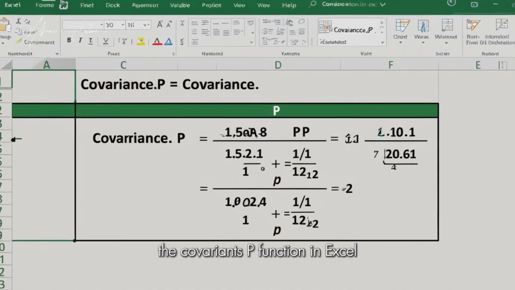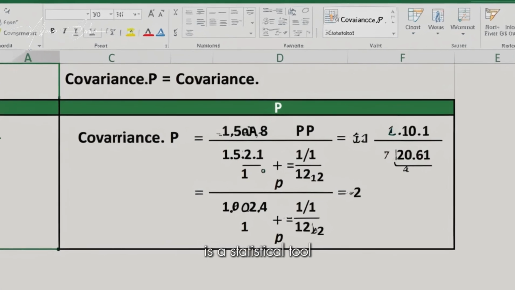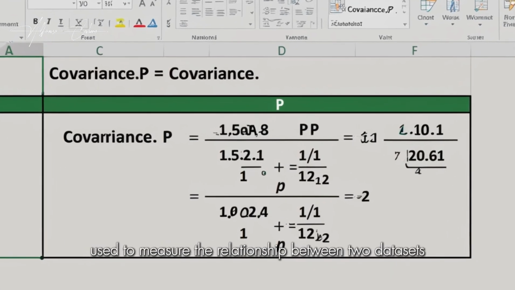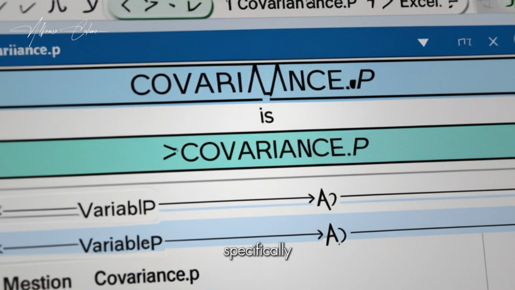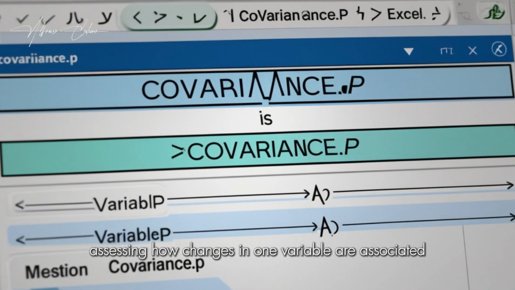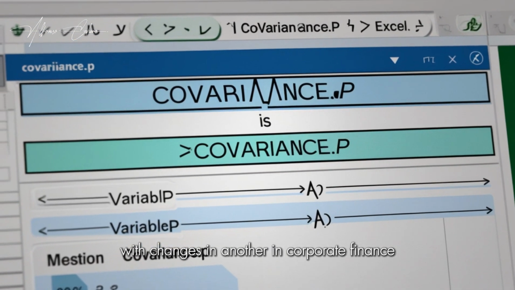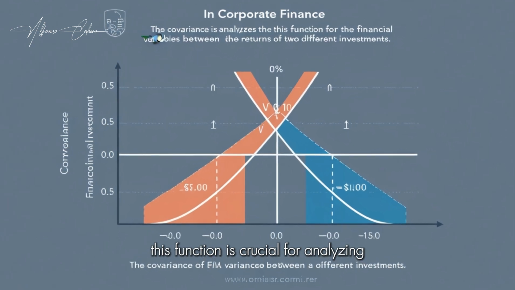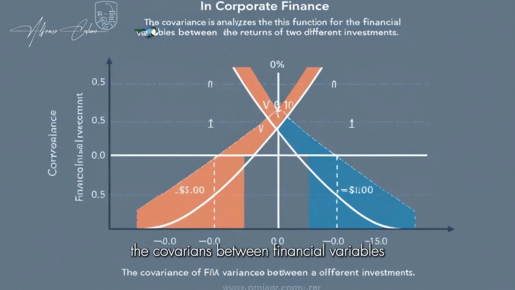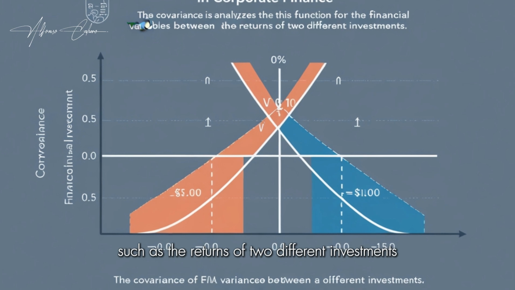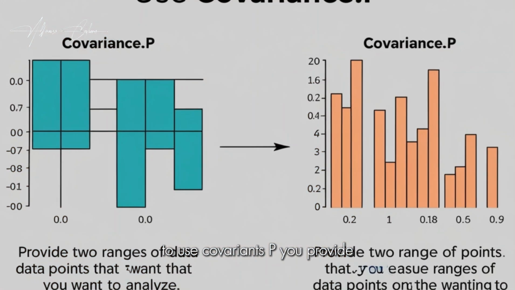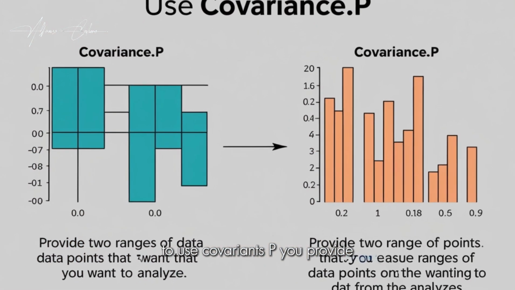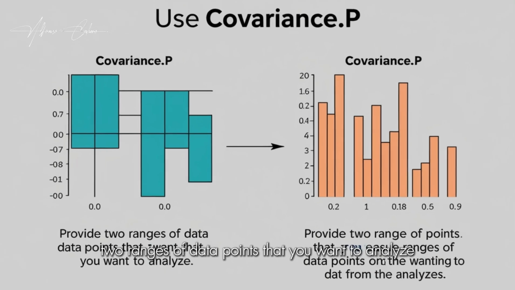The Covariance.P function in Excel is a statistical tool used to measure the relationship between two datasets, specifically assessing how changes in one variable are associated with changes in another. In corporate finance, this function is crucial for analyzing the covariance between financial variables, such as the returns of two different investments. To use Covariance.P, you provide two ranges of data points that you want to analyze.